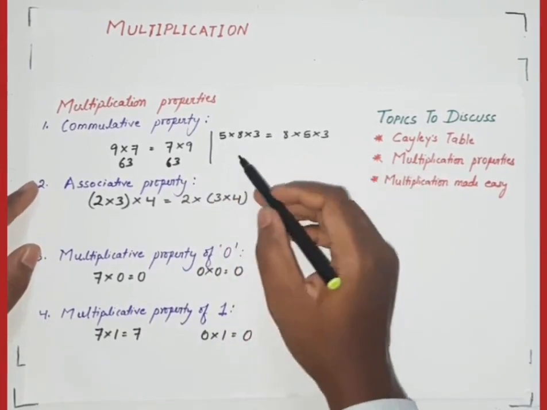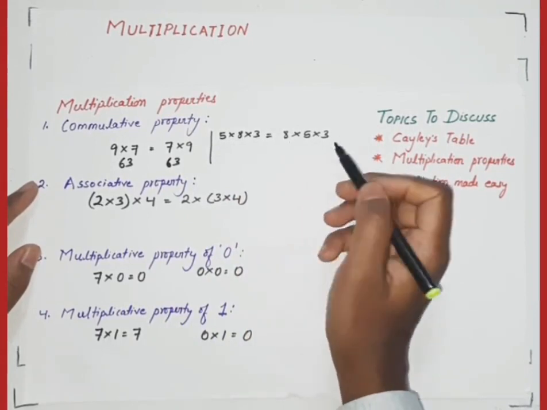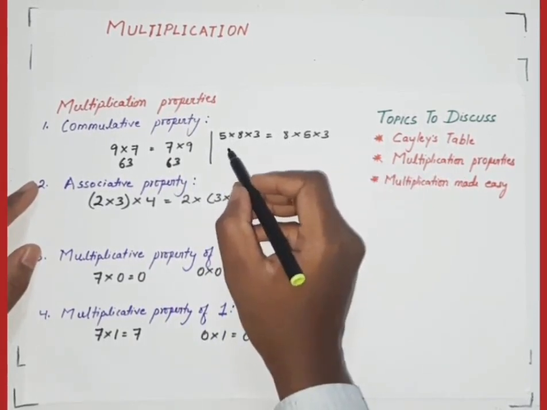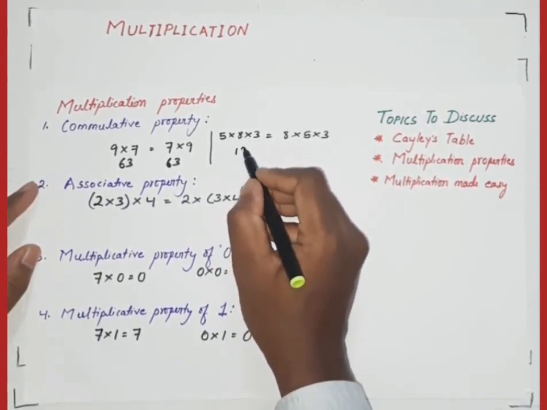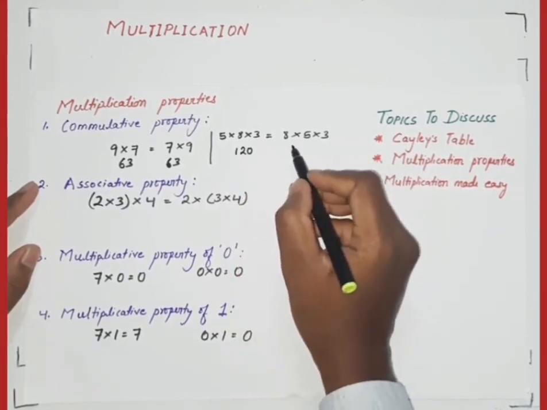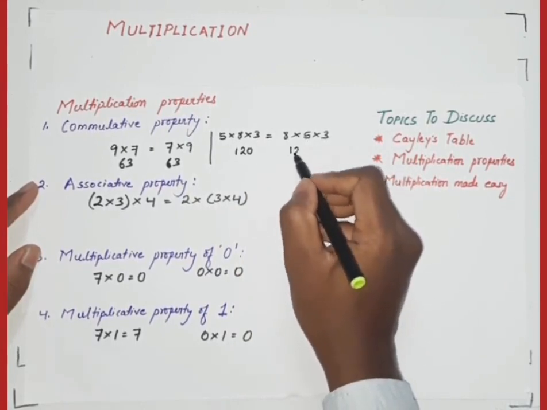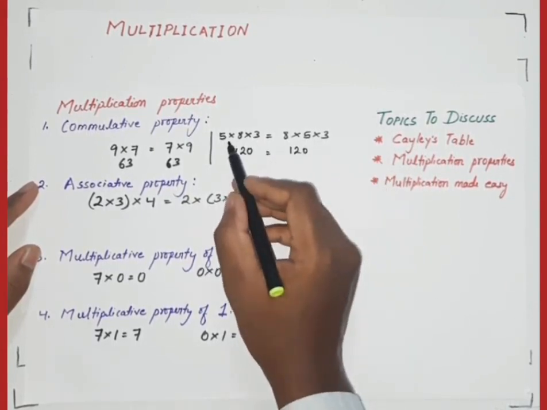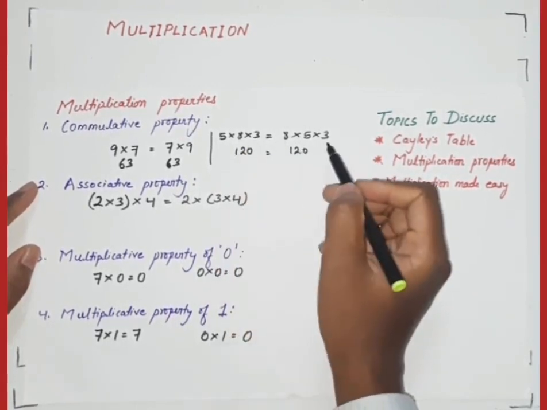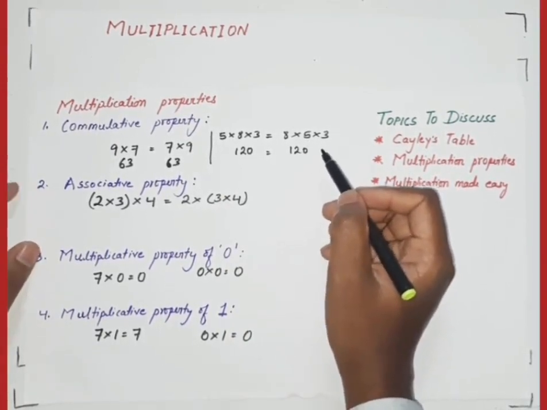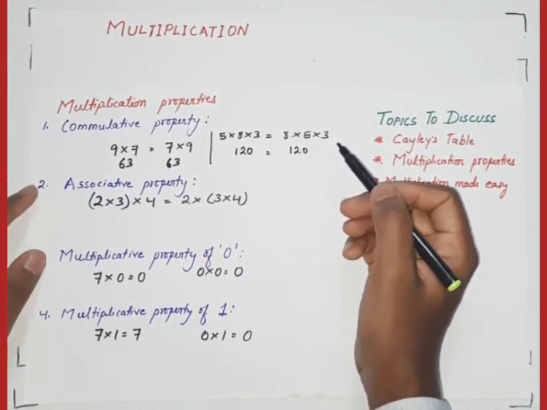It's like I have written here 5 into 8 into 3. Here I have written 8 into 5 into 3. So if you multiply, what is your answer? Here 8 into 5 is 40. 40 into 3 is 120. If you change the place, the numbers are the same. After multiplying also our answer will come the same. So this property is called the commutative property.